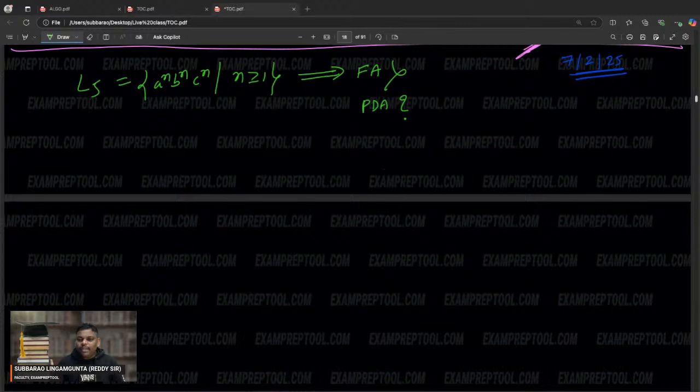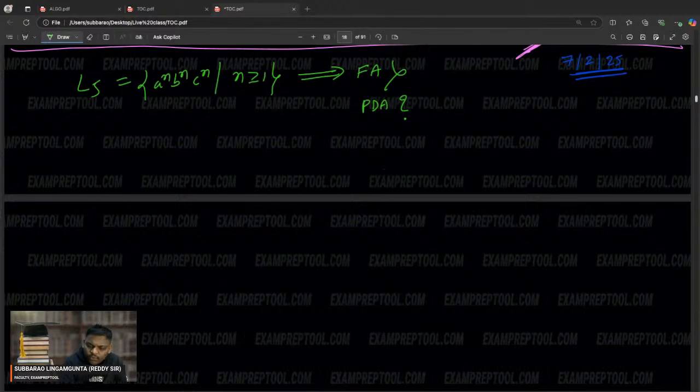Someone is saying PDA is also not possible. What is the PDA? With one stack, can you do it or not? So let's check once.